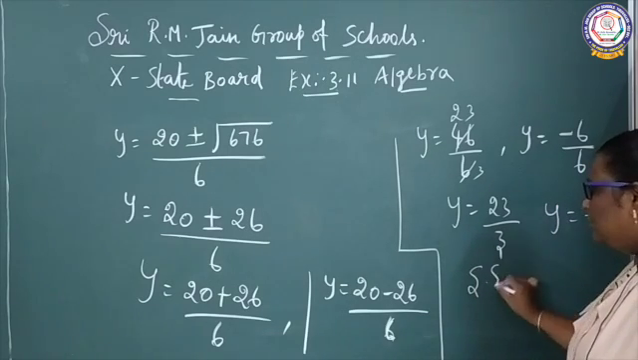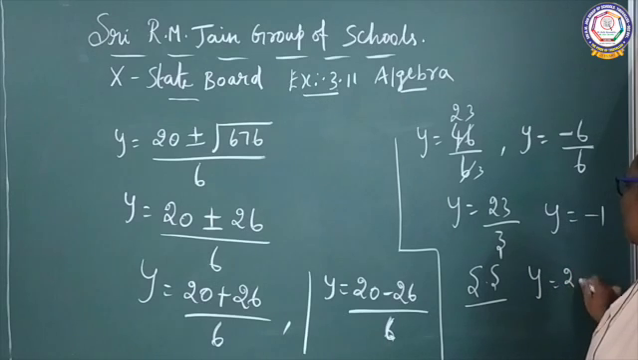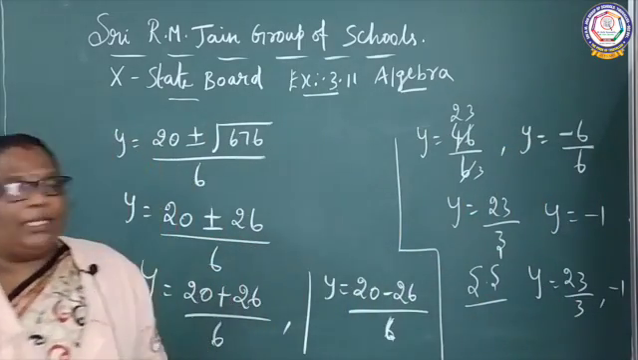So what is the solution set? Y equal to 23 by 3 comma minus 1. 23 by 3 comma minus 1 is the solution set.